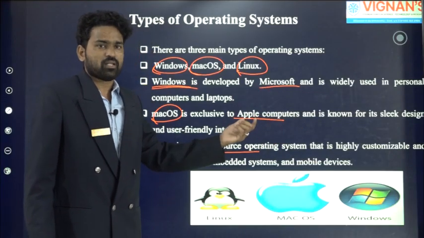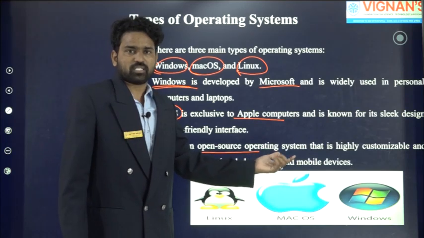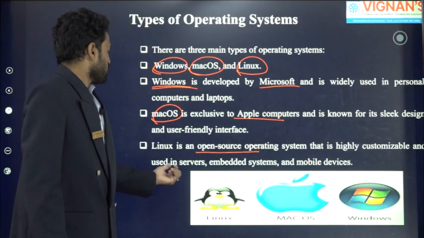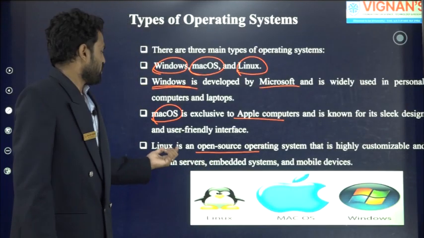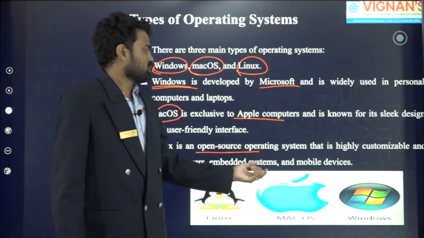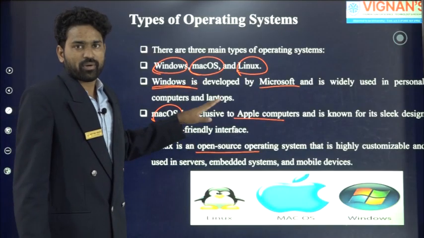Those who are using Apple will use MacOS. And Linux is an open source operating system. It is highly customizable and used in servers. We use Linux in servers, embedded systems and mobile devices. So these are the three types of operating systems.